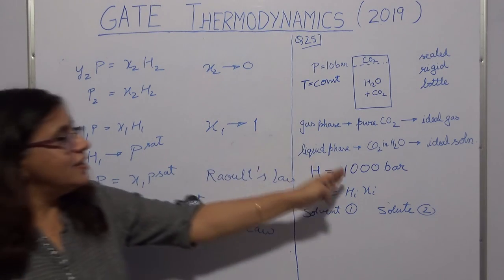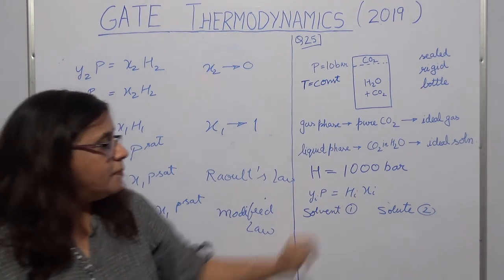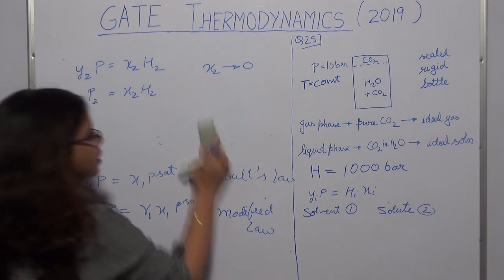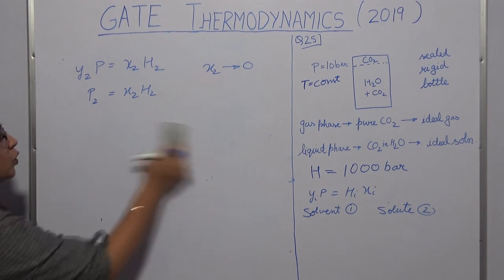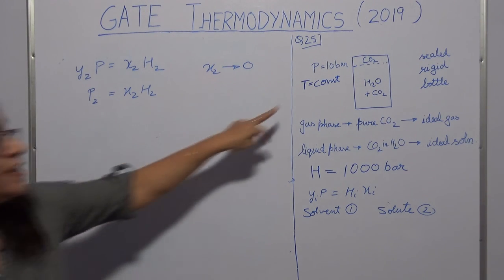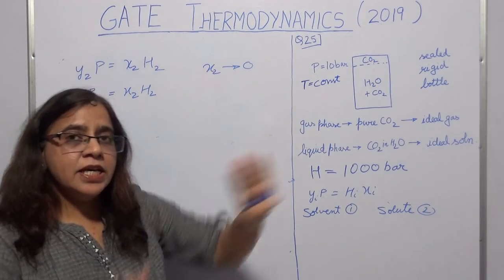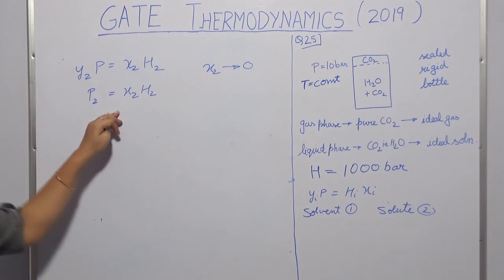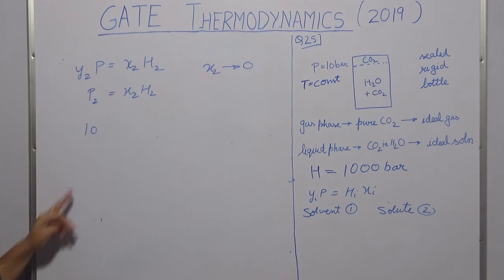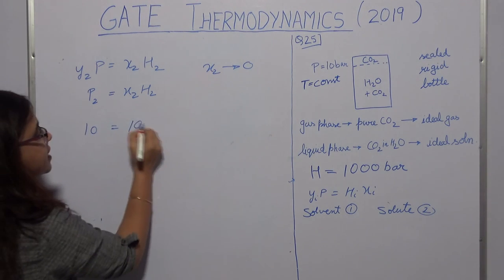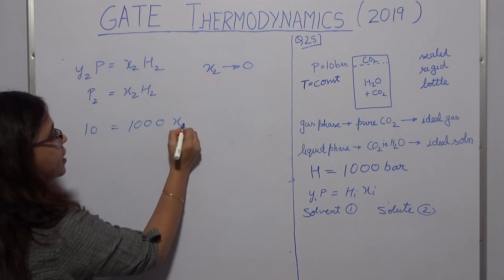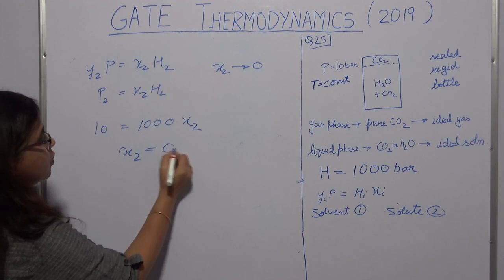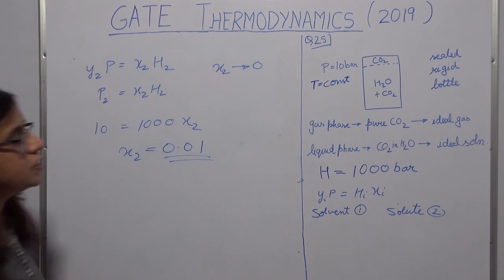Now we will see that this problem is really very simple, because in this case I am going to use my Henry's law. Now your partial pressure P2, which you don't know, but what they have said is that your vapor phase is essentially 100% CO2, so the total pressure will be equal to your partial pressure. So in this case I can take P2 as 10. Your Henry's constant is given as 1000. You have to find your x2. So then your x2 comes out to be equal to 0.01. That is the answer which is given in the key.